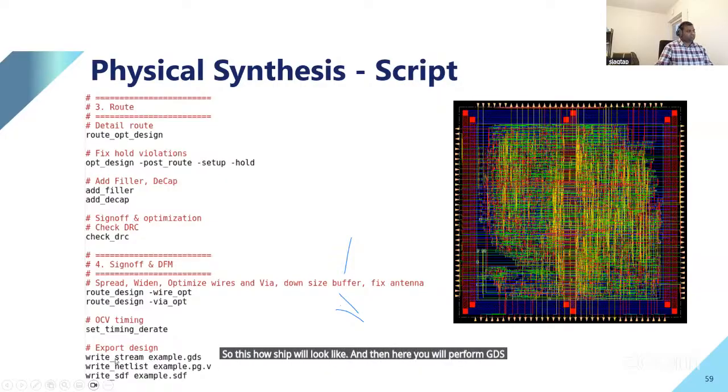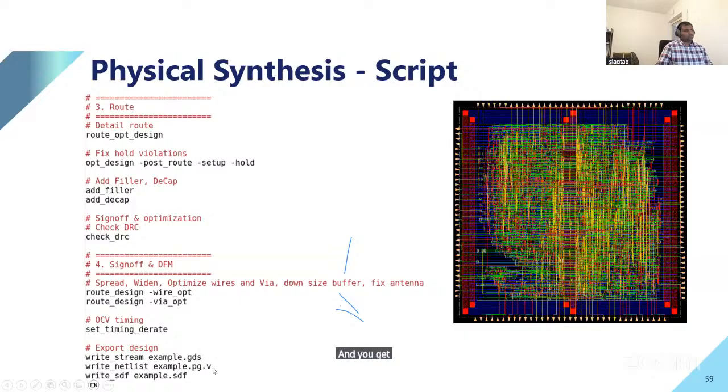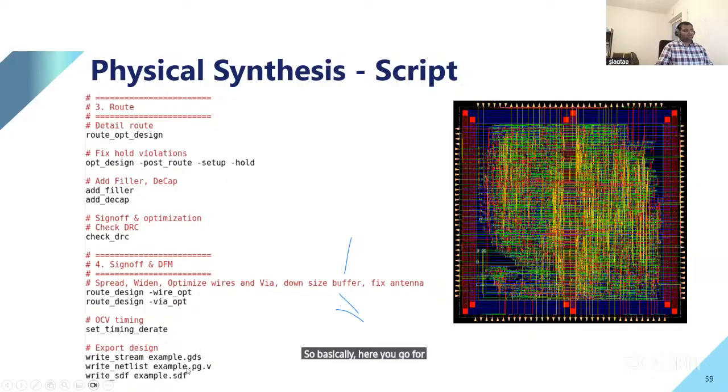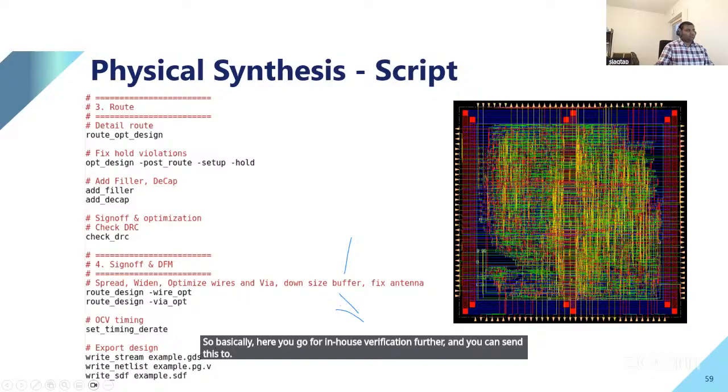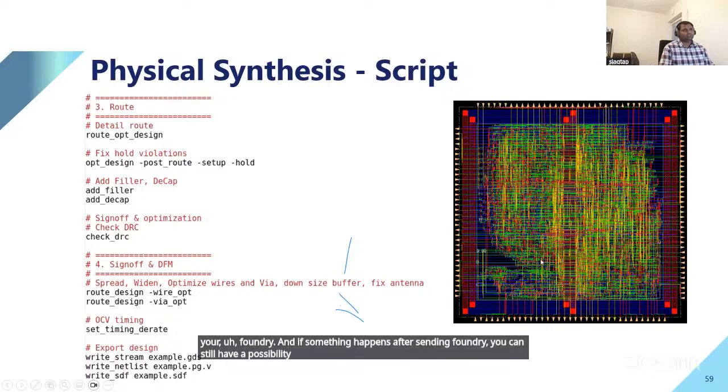So this is actually a file that goes to the fab, and you get a power ground netlist where you can get an SDF file for accurate delay, including wires. So basically here you go for in-house verification further, and you can send this to your foundry. And if something happens after sending to the foundry, you still have a possibility called engineering change order.